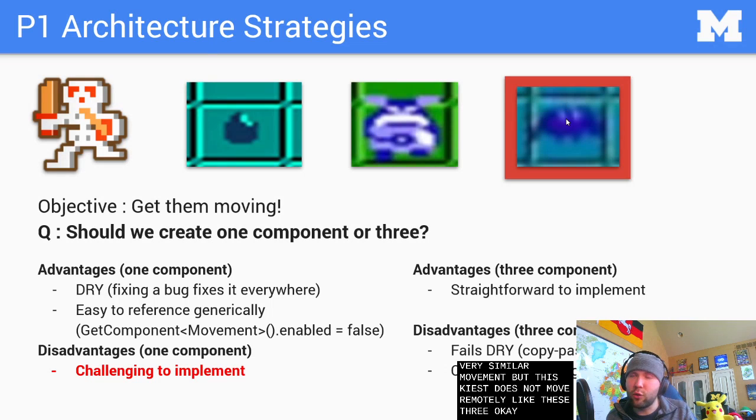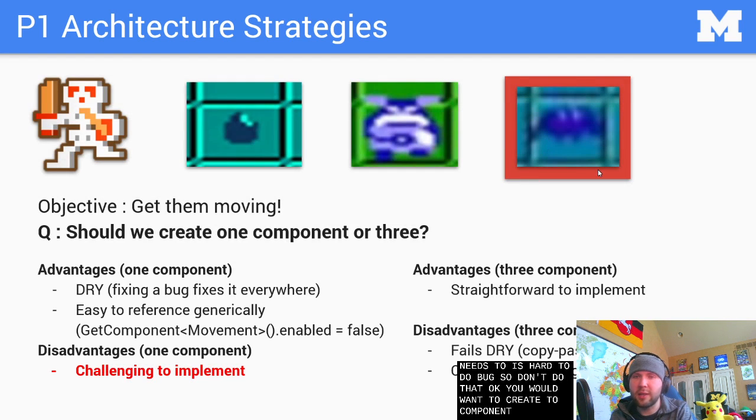Do you want to create one component that can handle all four of these? No way. It would be next to impossible to do a good job writing one component that deals with all four of these different movement styles. These three are very similar, but this one is totally different, okay? If you try and do that, you're going to end up with a 4,000-line component that is super complicated and big and does more things than it needs to, and it's hard to debug. So don't do that, okay? You would want to create two components in this case.